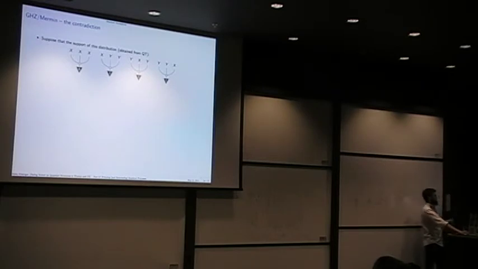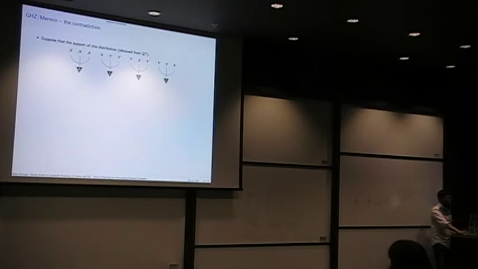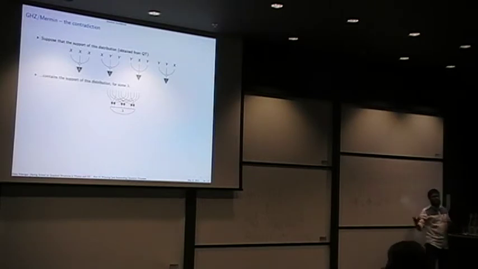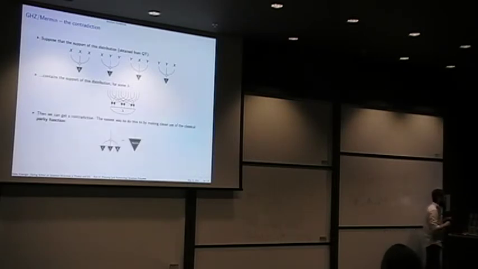So now suppose that the support of this distribution, which we got using quantum theory, contains this classical distribution. That's certainly not going to be true if this thing is strongly non-local. So suppose that's the case. Then we can get a contradiction.